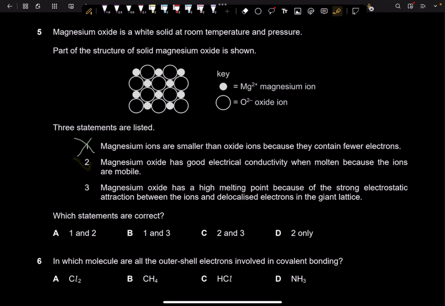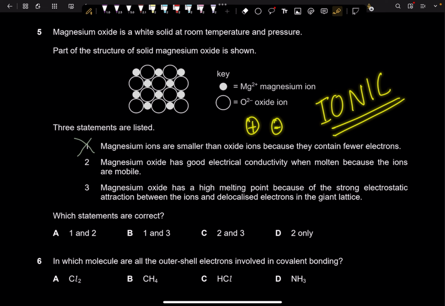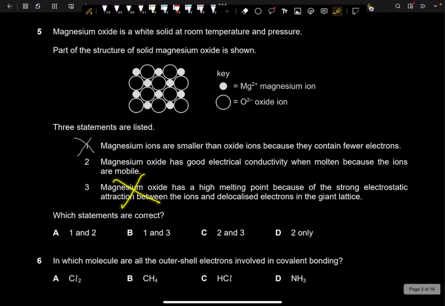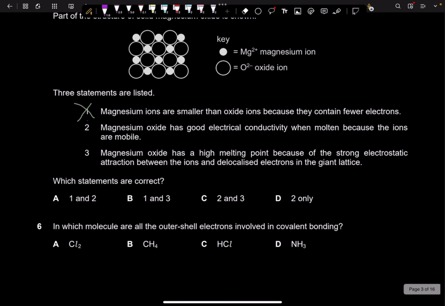Let's see option 3. Magnesium oxide has a high melting point because of the strong electrostatic attraction between the ions and the delocalized electrons in the giant lattice. Magnesium oxide is an ionic compound. In ionic compounds, the attraction is between the positive and the negative ions. It's not between the ions and delocalized electrons. So that's incorrect. Hence, only option 2 is correct. It's going to be D.